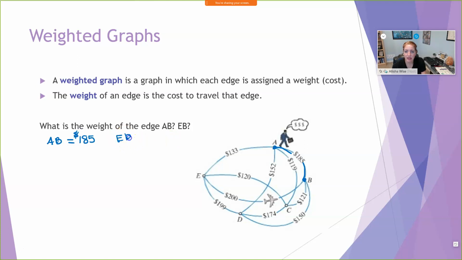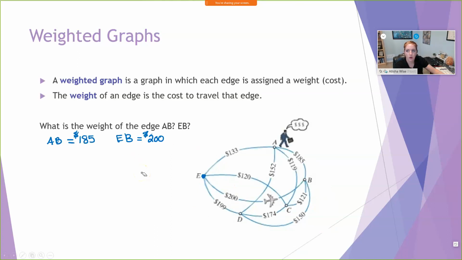How about EB? What would be the cost to travel EB? Here's E, and then going to B. Boop, it looks like 200. Boop. Cool. Awesome.